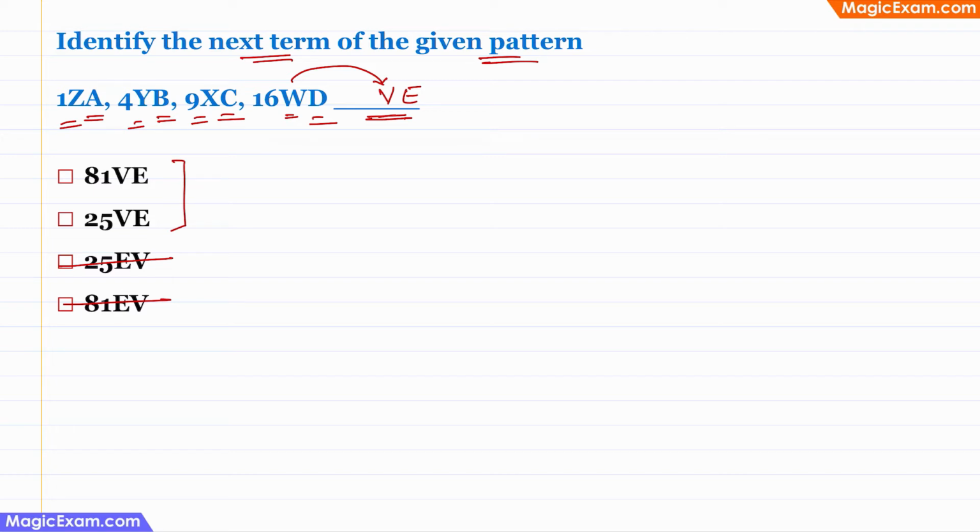Next, if you look at the numbers, the first one is 1 and then they've added 3 to it to make it 4. Then they've added 5 to it to make it 9. Then they've added 7 to it to make it 16, which means that these are odd numbers, right? Consecutive odd numbers. Therefore, we have to add 9 and make it the next number. So 16 plus 9 is 25. So the answer will be 25 VE. So 25 VE is the correct answer.